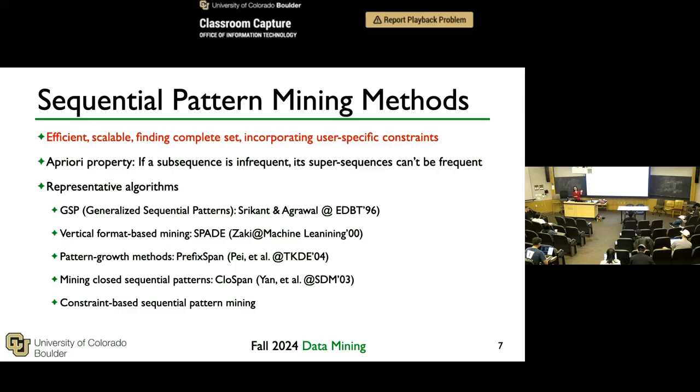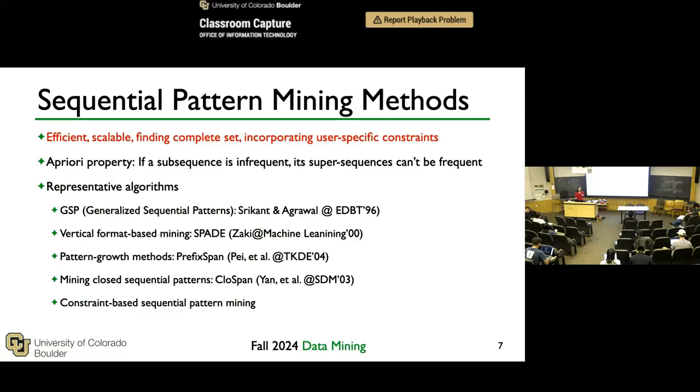Those are just pointers, okay? As I said, the textbook and the original papers have more details. But for the purpose of this course, I just want you to have a high-level understanding of what a sequential pattern is and what we mean by sequential pattern mining. At the top level, what you care about is efficiency, scalability, and incorporating user-specific constraints. That's the high-level idea of how you can leverage constraints for finding specific types of patterns.